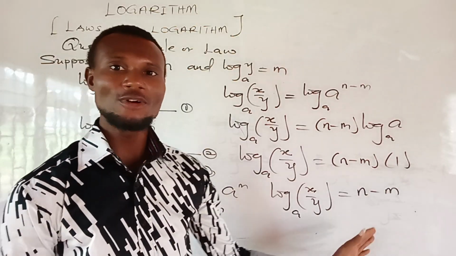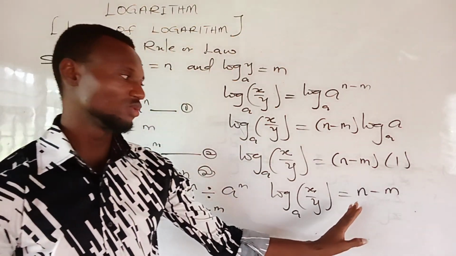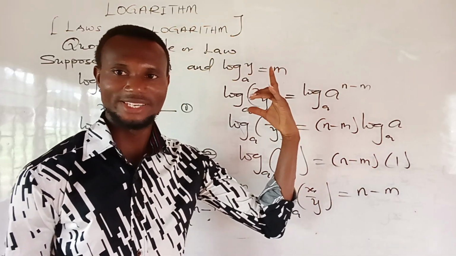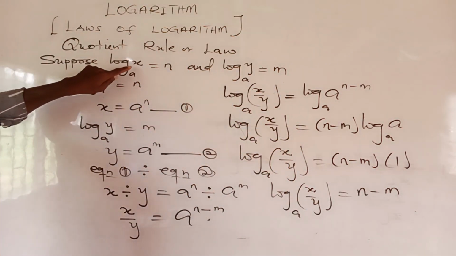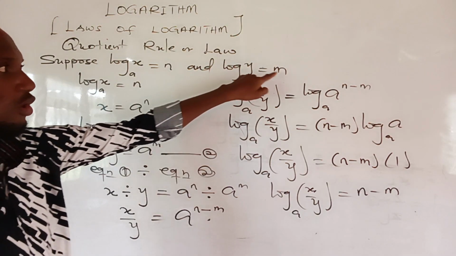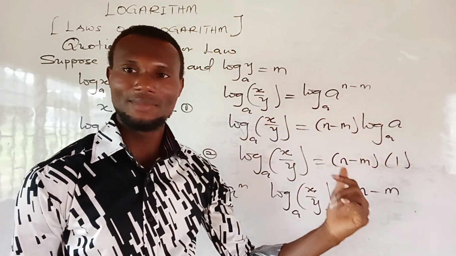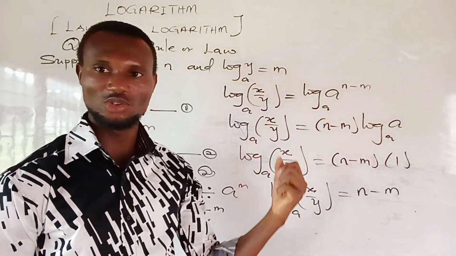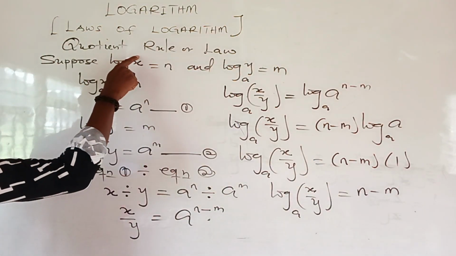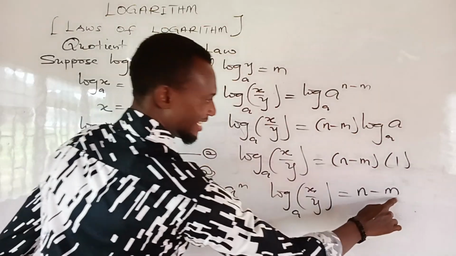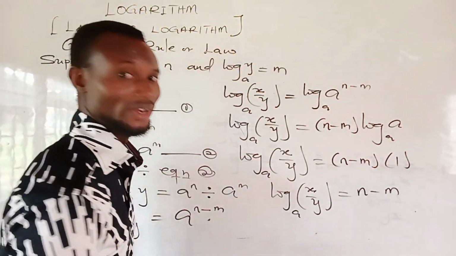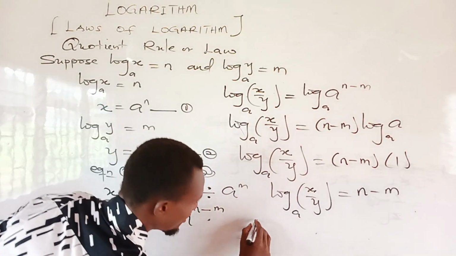Okay, now from here, all that we need to do is to introduce the values of n and m. From the premise, from the beginning, we said that log s to the base a equals n, and also log y to the base a equals m. So in place of the m and the n, we are going to substitute the values that we have there. So when I see n here, I'm going to put log s to the base a. And when I see m here, I'm going to put log y to the base a. As simple as that. Okay, so let's go ahead and do that. So let me write from here.